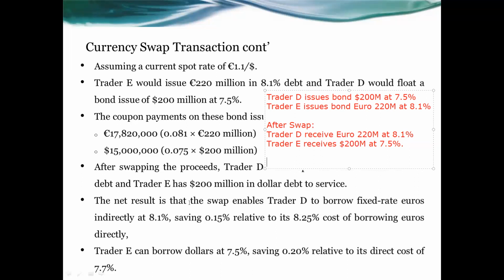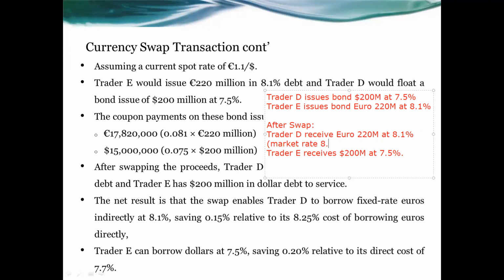Therefore, the net result in this swap enables trader D to borrow a fixed rate of euro indirectly. Now, they are not directly buying euro from the market. They are indirectly buying euro from each other. Because trader D originally issues bonds worth $200 million at a rate of 7.5%. And trader E originally issued bonds worth euro 220 million at a rate of 8.1%. But as a result of the swap agreement, trader D is able to receive euro 220 million at the rate of 8.1%, instead of going, so at that time the market rate, what is that?